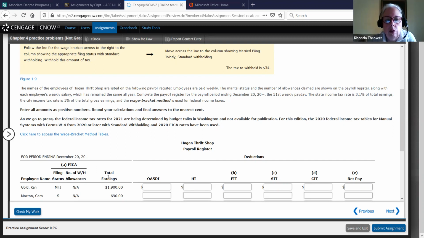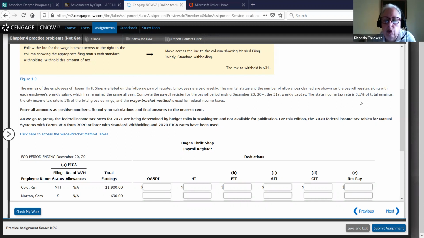And so these are weekly salaries, which have remained the same all year. Each person is going to receive the same weekly salary every week in the year. Complete the payroll register for the payroll period ending December the 20th, which is the 51st weekly pay date.